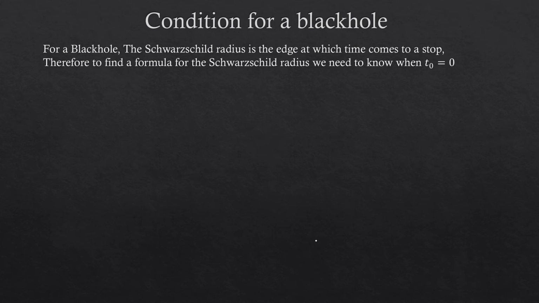Now, the condition for a black hole. For a black hole, the Schwarzschild radius is the edge at which time comes to a stop. So you've got your singularity here and you have your event horizon. Now imagine this in 3D. When you get here, time needs to stop. So what we've got to do is find when T0 equals 0.